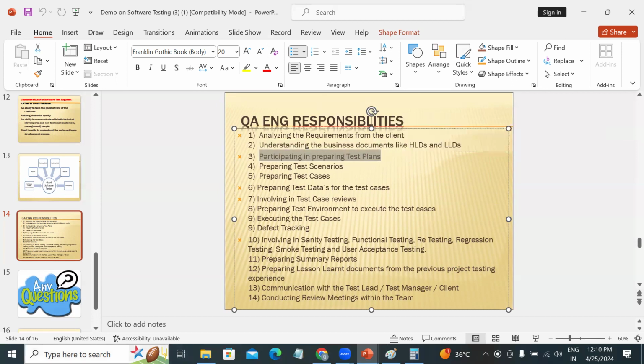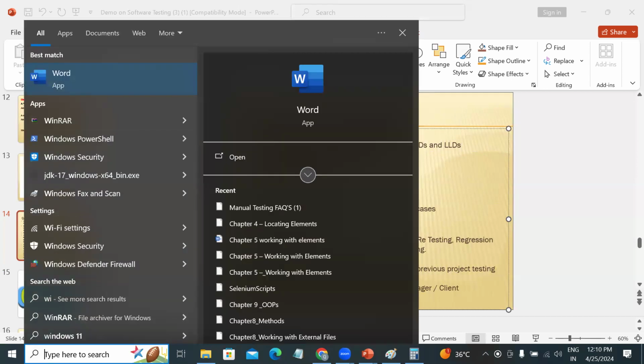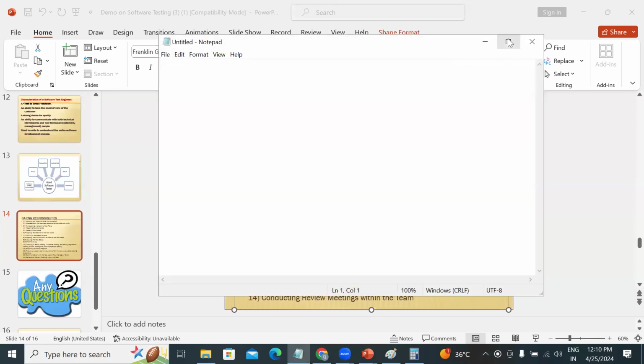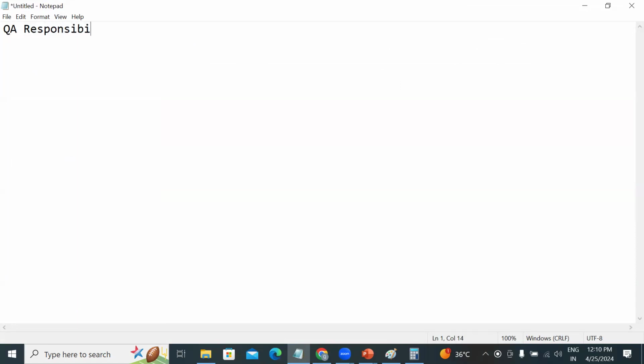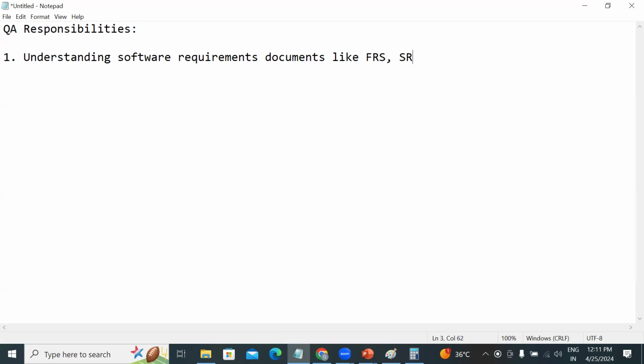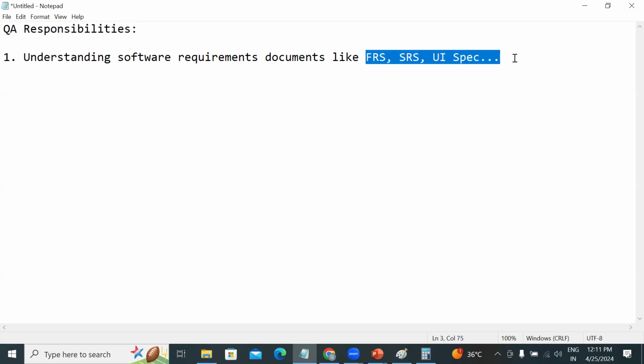What I will do is I will give a general list. See here. You have responsibilities. Understanding application or software requirement documents like FRS, SRS, UI spec, user interface specification, software requirement specification, functional requirement specifications, like this. So we have different names. All are the same. Business requirement specifications, all are the same. You will get the document in different names. Maybe FRS, maybe SRS, maybe UI spec, like that.